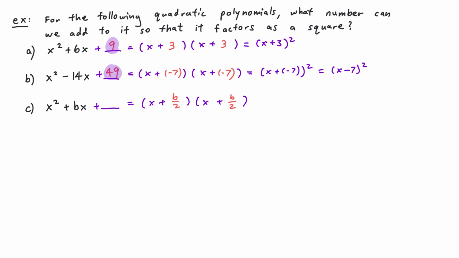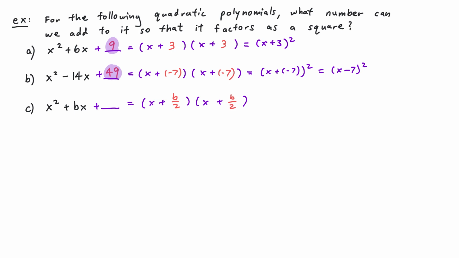And this fits the pattern of what we've been working with before. In example A, the middle number was 6, and the way it factored was x plus 3 times x plus 3. Right? The 3 here was half of 6. In example B, our middle number was negative 14, and the way our polynomial factored at the end was x plus negative 7 times x plus negative 7. These two numbers were each half of negative 14. Now that we know how our polynomial has to factor, let's fill in this last number here.